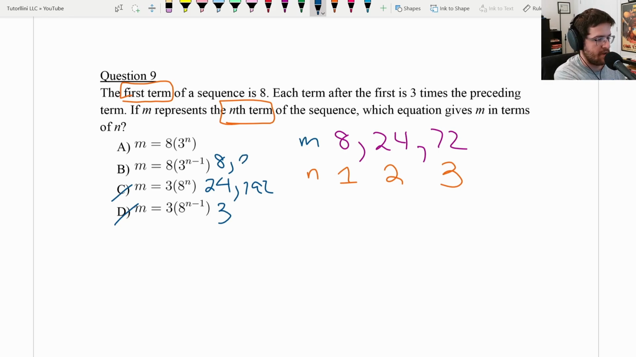That's 24. Okay, that looks good. Let's try another one. 8 times 3 to the 3 minus 1. Okay, 72. That is looking good. I bet this is the answer. Let's try choice A just to be sure.